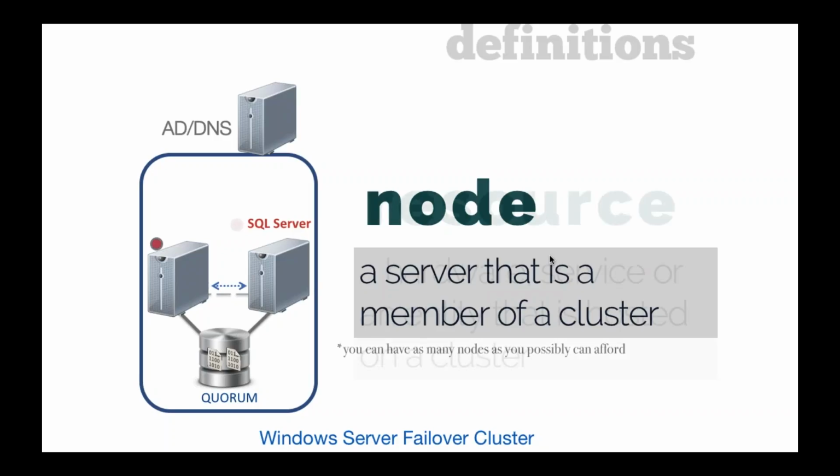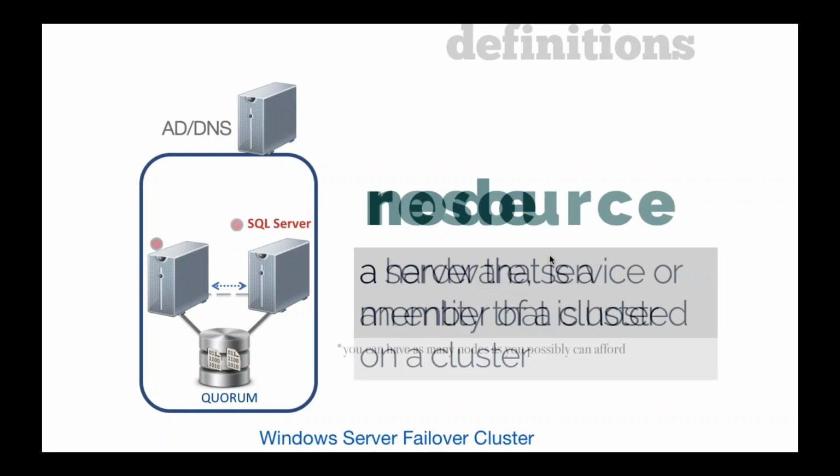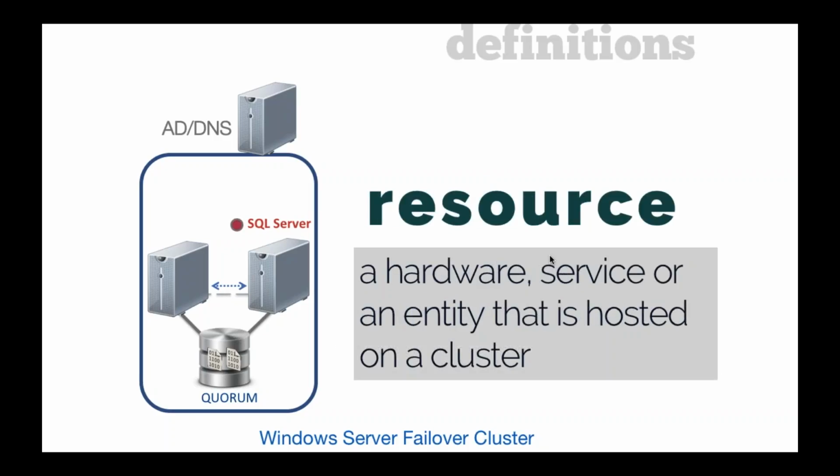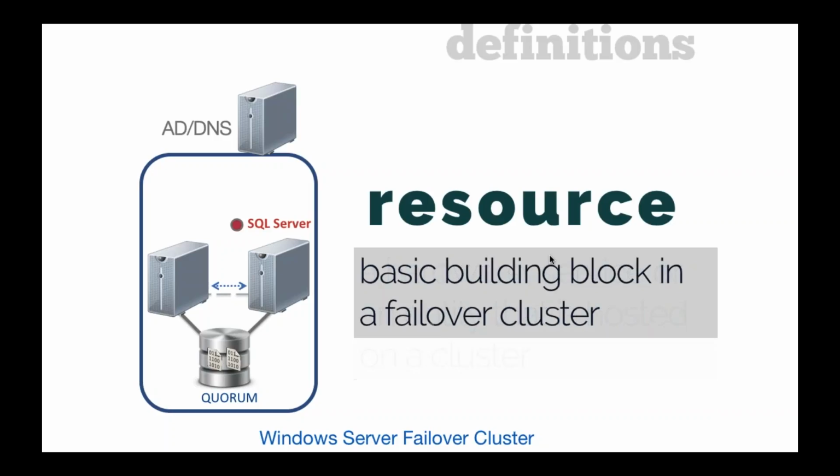The next is the concept of a resource. This could be hardware, a service, or an entity that's hosted on top of a cluster. Now, there are different types of resources. We can categorize them into two: physical and virtual. Resources form the basic building block in a failover cluster. Every component that you would see in a failover cluster is treated as a resource.